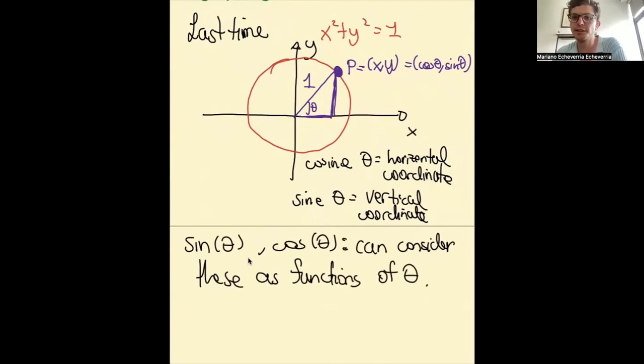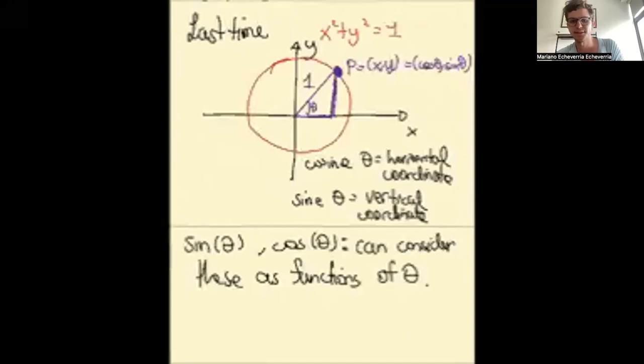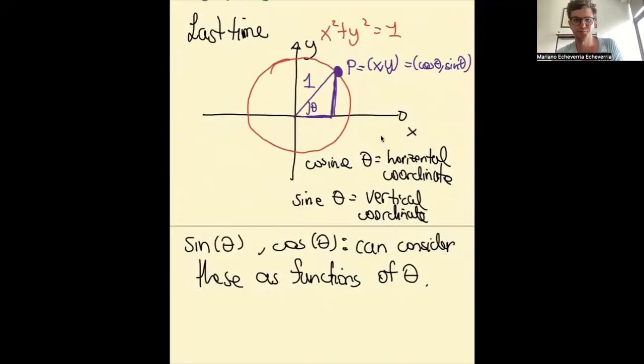And since they're functions of theta, you can think of what their graph should look like. There's a cute way to find the graph, in terms of an animation. I will show you a couple of ways, but I imagine most of you have already seen it before, so I'll just show you what this looks like.